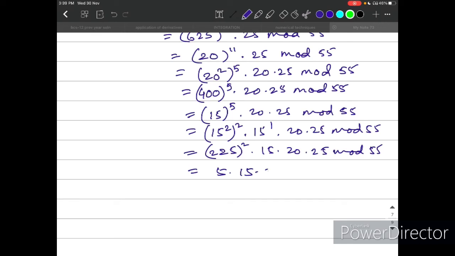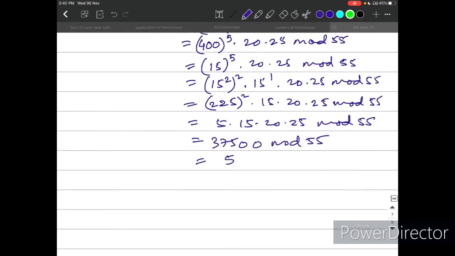5 into 15 into 20 into 25 mod 55. Now what will be the answer? 5 into 15 is 75, into 20 is 1500, into 25 is 37500, mod 55. If you find the remainder, it will be 5.